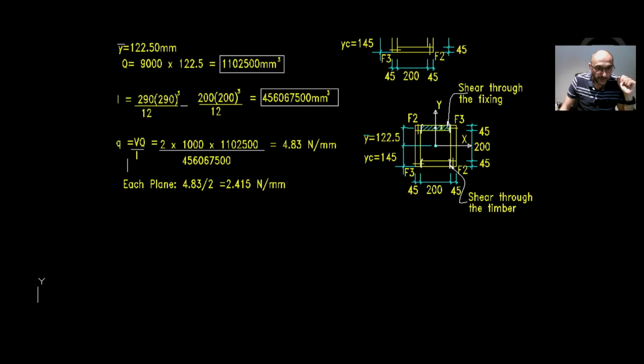Shear flow is 2. Again, the shear force, the transverse shear force, the vertical shear force is exactly the same. So 2 times 1000 by Q divided by I. This time we have 4.83 Newton per millimeter, and that's the total shear flow between the fixings, okay? So therefore, each plane will take 4.83 divided by 2, and that will be 2.415.